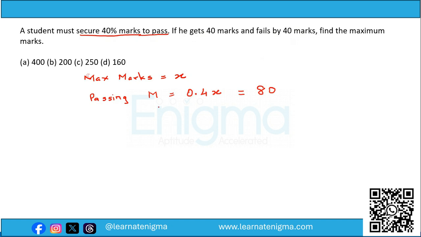So now we can equate this equation 0.4x equal to 80, and therefore x is equal to 80 upon 0.4. So solving this, you will get the answer as x is equal to 200.